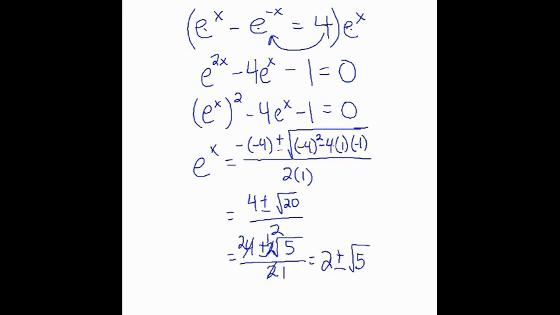Now, if you're okay with complex outputs, then 2 minus root 5 is okay, because 2 minus root 5 is a negative. If you plug a negative into a logarithm, you will get a complex number output. However, if all you're looking for are real numbers that give you real answers, then you just go with 2 plus root 5, and you are done.